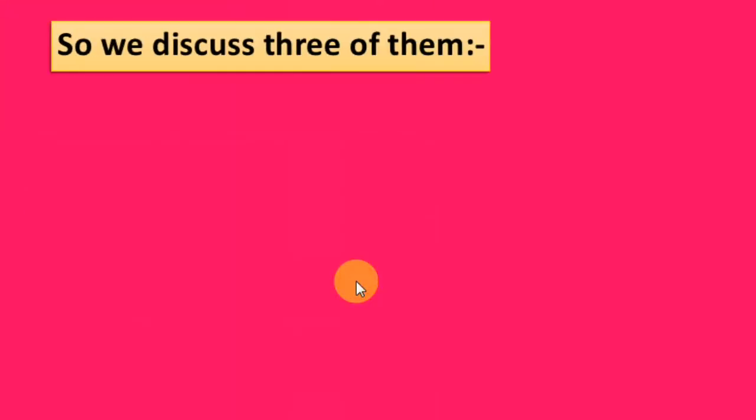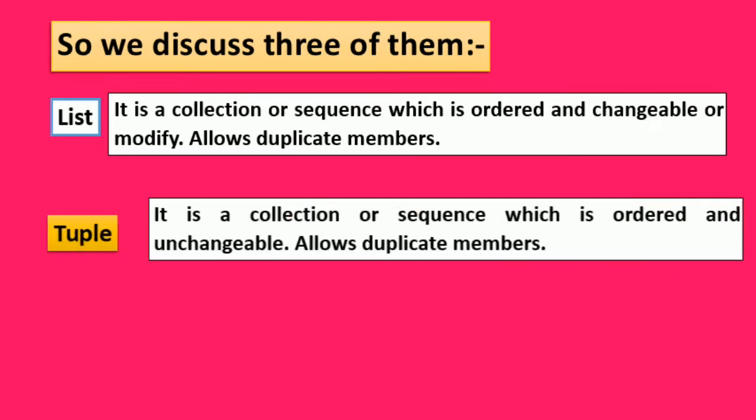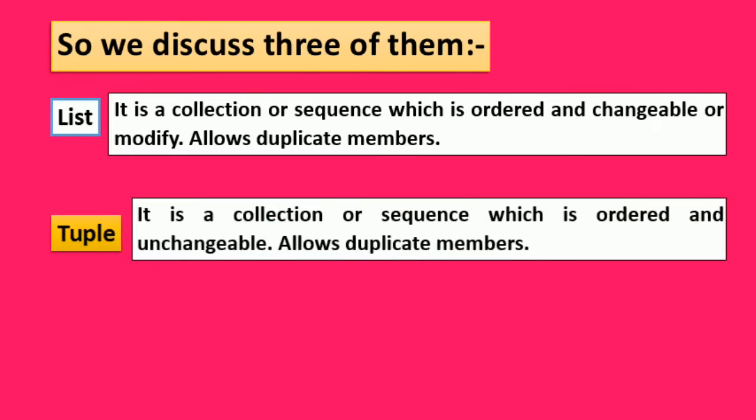Now we have to discuss three of them. In this video I'm going to give the introduction of only these three. First is list, that we are going to focus on more. It is a collection or a sequence which is ordered and editable, modifiable, changeable, and allows duplicate members. We will discuss the definition again also. Tuple is a collection and sequence which is ordered and unchangeable, meaning it is read only. You are not supposed to edit the values, and it allows duplicate members.